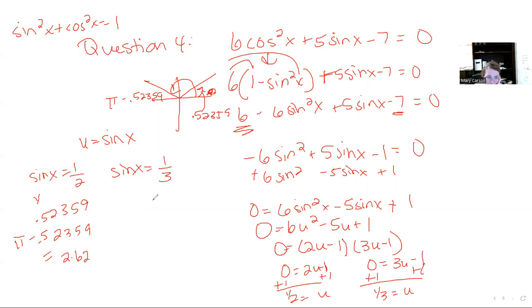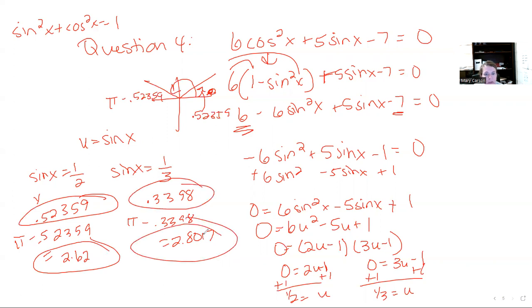And the same thing for this one. This would be 0.3398, and you would do the same thing, pi minus that, and you would get 2.8017. So these are the answers for this equation.